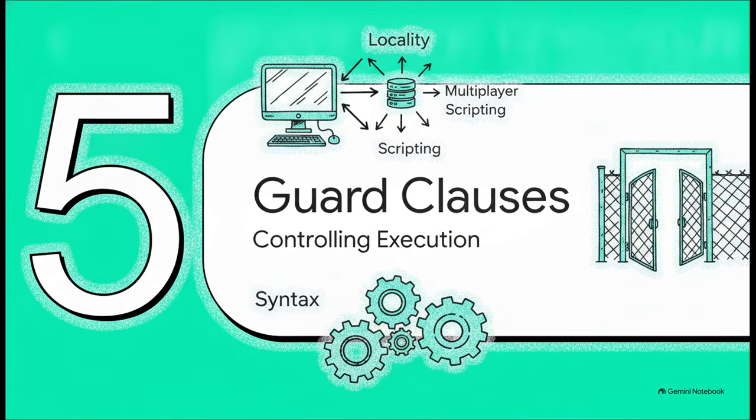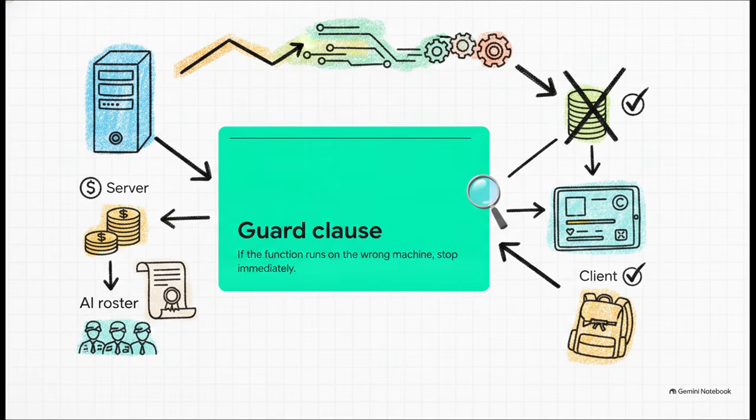Next up, Section 5, guard clauses. Because some objects exist everywhere in the game, but only one machine actually has authority over them, guard clauses are crucial. They prevent massive multiplayer headaches by ensuring code only runs where it's actually supposed to run. In Arma, the server is the ultimate campaign authority. It owns the money, the contracts, the AI roster. The client, however, owns the player's UI and personal loadout. So if a script tries to deduct money, it must happen on the server.